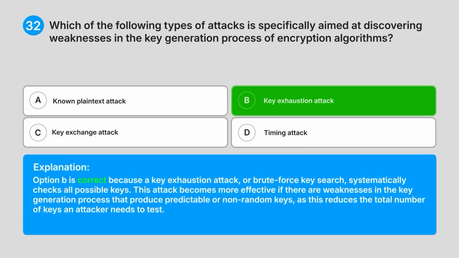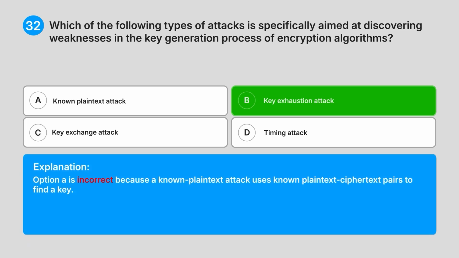Explanation: option B is correct because a key exhaustion attack, or brute force key search, systematically checks all possible keys. This attack becomes more effective if there are weaknesses in the key generation process that produce predictable or non-random keys, as this reduces the total number of keys an attacker needs to test.